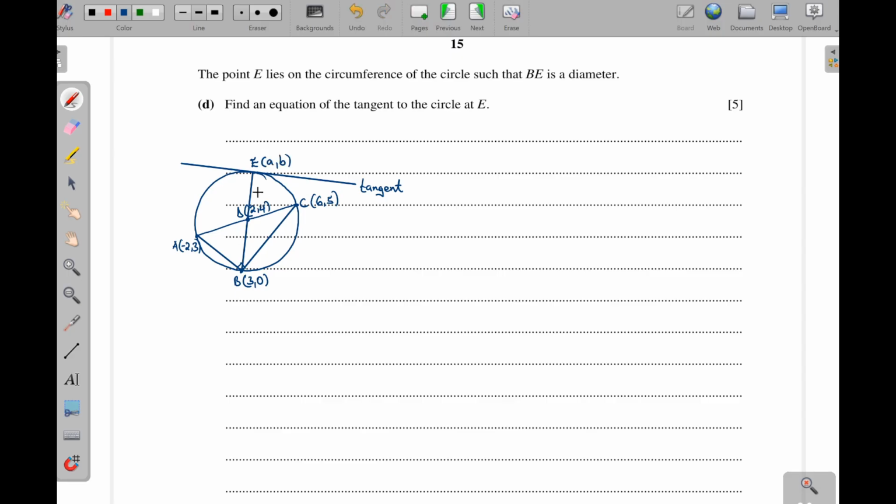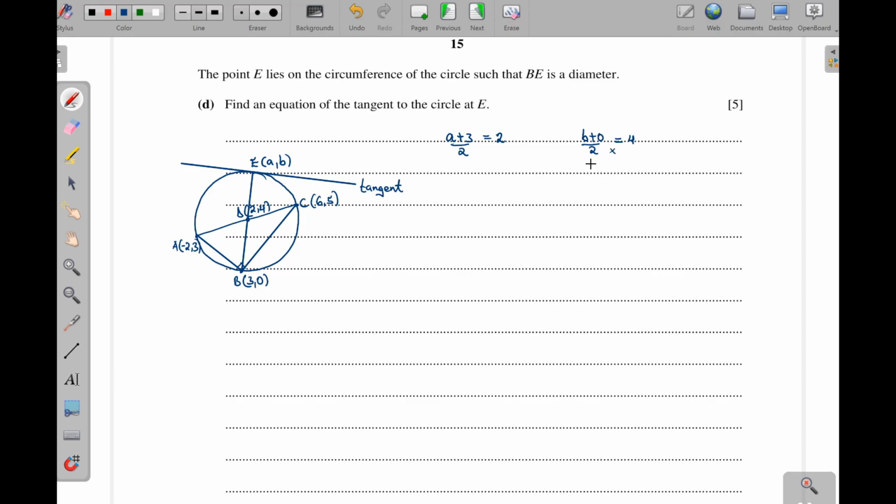Since BE is the diameter, that means D is the midpoint of E and B. So I'm going to have A plus 3, divided by 2, and this will be equal to 2. In other words, how can I get the coordinates of D using these two? I will say A plus this one divided by 2, then I'll get the X coordinate. The same I will do to get the Y. We shall have B plus 0 over 2, and this will give us a 4.